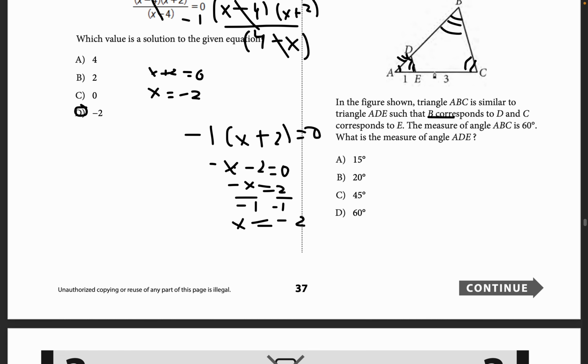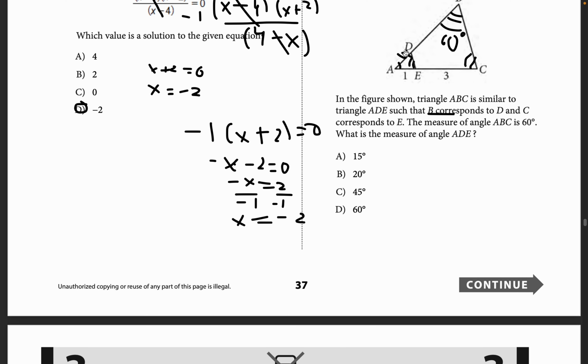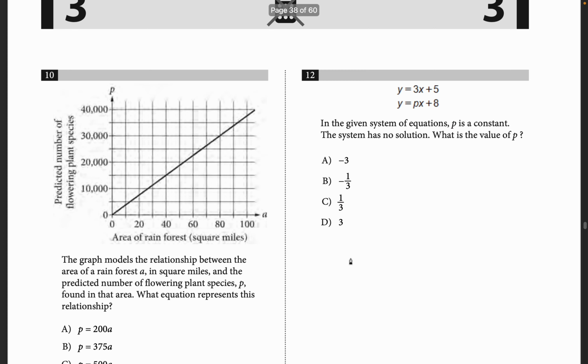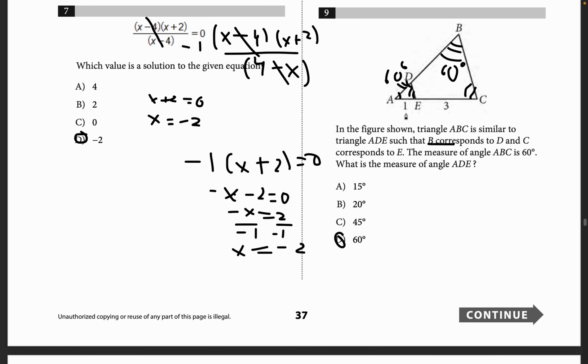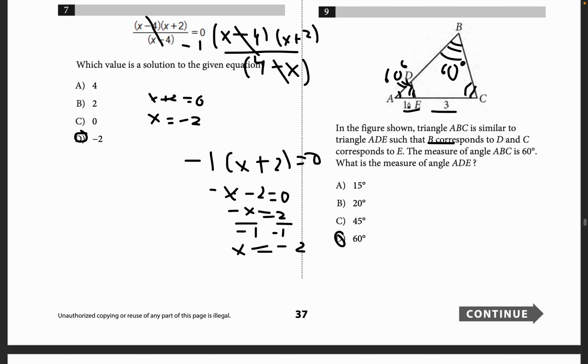Measure angle ABC is 60 degrees. Does it measure angle AD? Yeah, this corresponds to this angle because they're similar triangles, so it's 60 degrees. Again, even though you have a ratio of 1 to 3, the angles don't matter. The angles will always stay the same. The sides matter though. So if this was 6, this would be 18, and this would be 12.